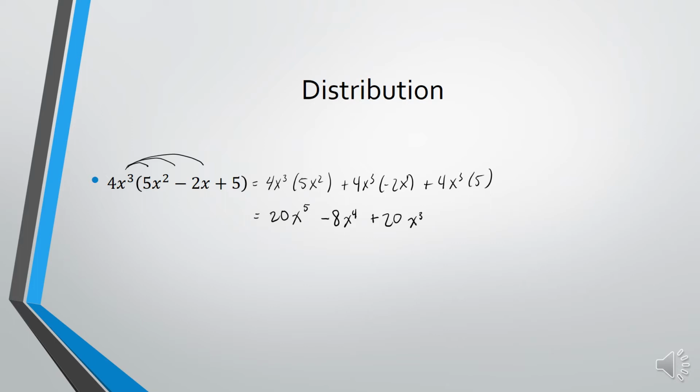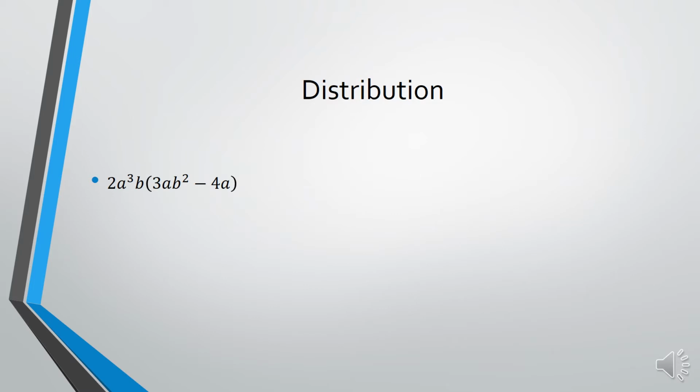So that's just basic distribution. But if you can do that, then you can multiply polynomials. So let's do another distribution here. I'm going to take this term, and I'm going to multiply by both terms in my set of parentheses. So my first one will be 2a cubed b times 3ab squared. For my next term, I'm going to say it's a minus because there's that minus 4a. So minus 2a cubed b times 4a.